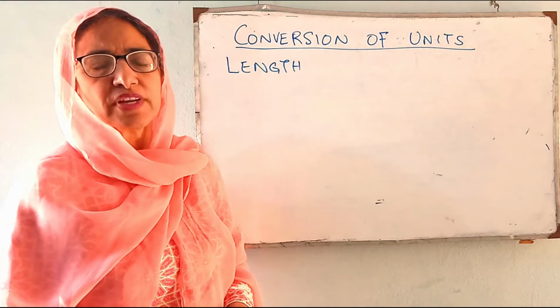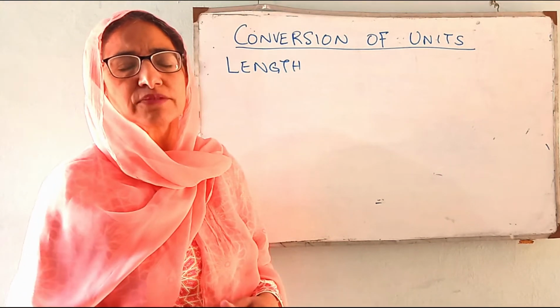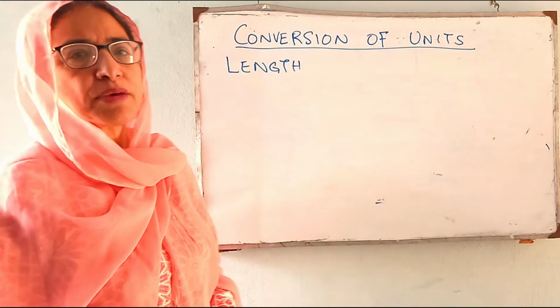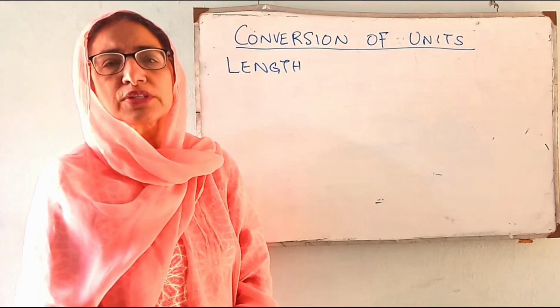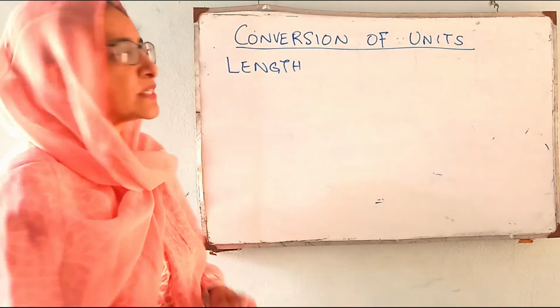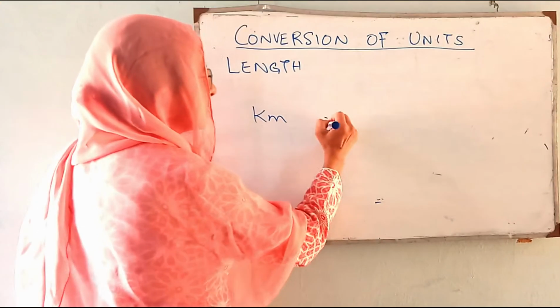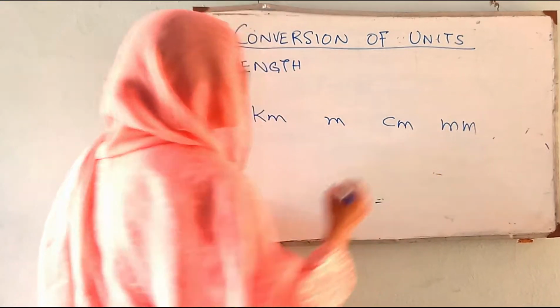As you know, whenever we have to measure something, we have to use certain units to measure that thing. For example, when we have to measure the length of something, the units used for measuring lengths are kilometers, meters, centimeters, and millimeters.